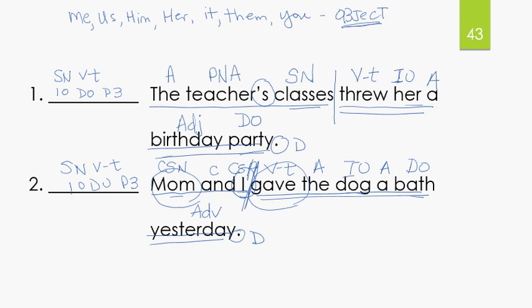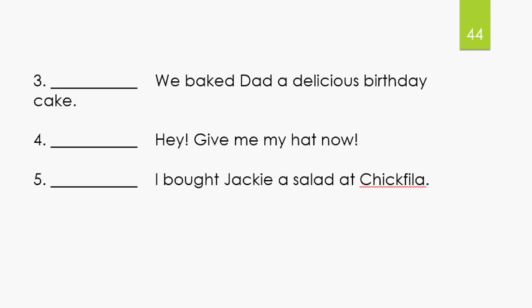Okay. Next, we baked Dad a delicious birthday cake. All right. I'm going to change color just to be interesting. We baked Dad a delicious birthday cake. Do you see any prepositions? No. All right. Who baked Dad a delicious birthday cake? We, subject pronoun. What is being said about we? We baked. We baked what? Dad? I hope we did not bake Dad, because Dad would not be happy about that. We did not bake Dad in the oven. We baked a cake in the oven.